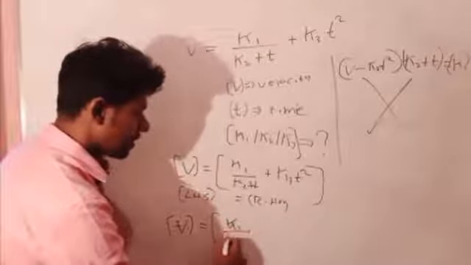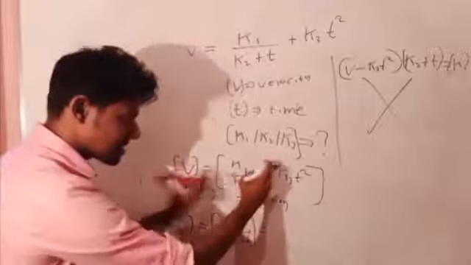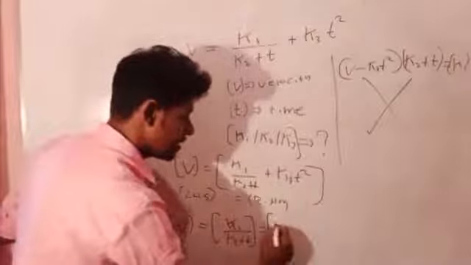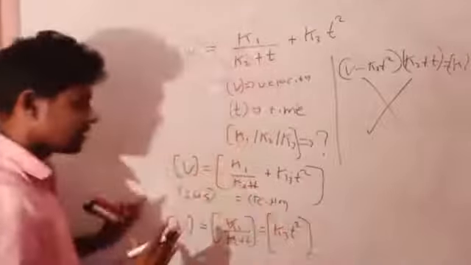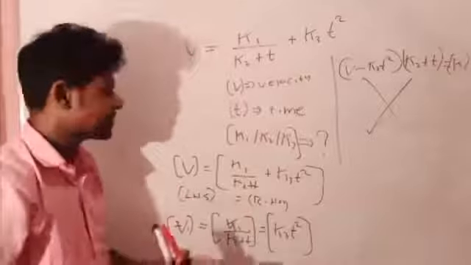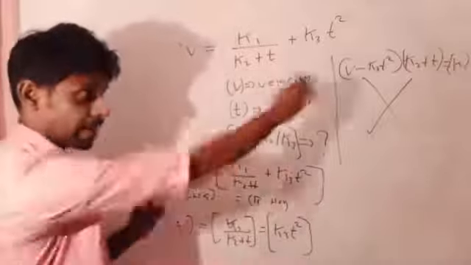K1 over K2 plus T, the dimension of that one, because it's in addition, I can separate them. And again, K3 and T to the power 2, I separate them. Now you can treat them individually and equal to any of these things. This is the way, not that way.